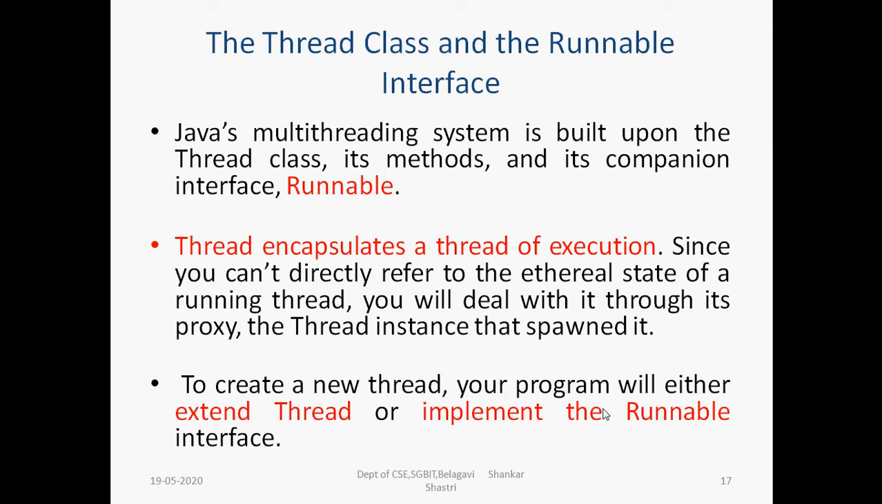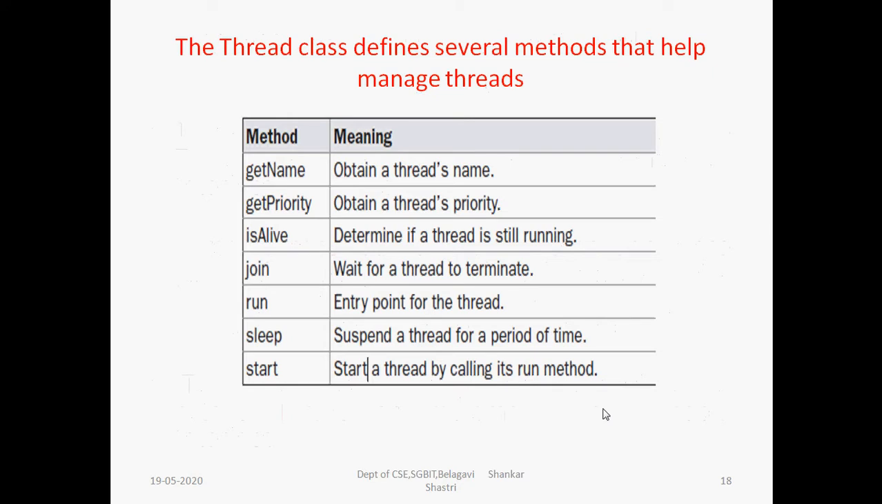To create a new thread, your program will either extend a thread or implement the runnable interface. And there are some functions that are necessary to control the thread class. For example, sometimes I want to get the name of the thread, I want to set the priority, or assign a new priority. I want to check whether that thread is running or dead, whether the thread is terminated or not, means join state. Sometimes I want to make the thread sleep, I want to make the thread start. For all those operations, the thread class defines several methods.